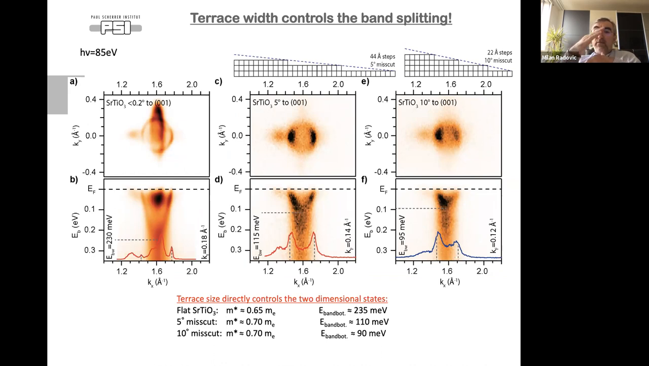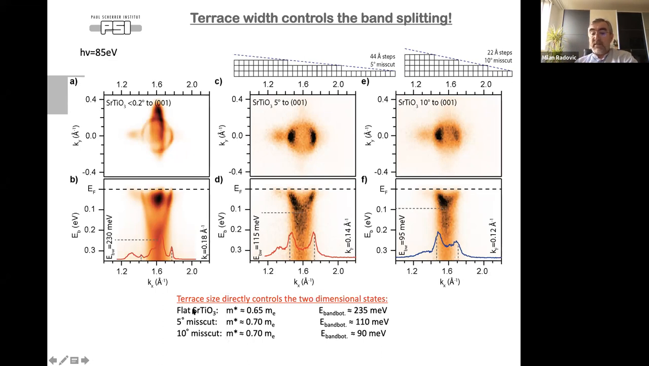So when you have a kind of declination of the surface, and you can commercially buy surfaces with five degrees of miscut, which will make a step size of 44 angstroms, or 10 degrees that will create 22 angstroms. Let's see now what ARPES can give us. So measuring the electronic states of that and comparing with the flat surface, you see immediately that the system is responding to the vicinality very, very strongly.